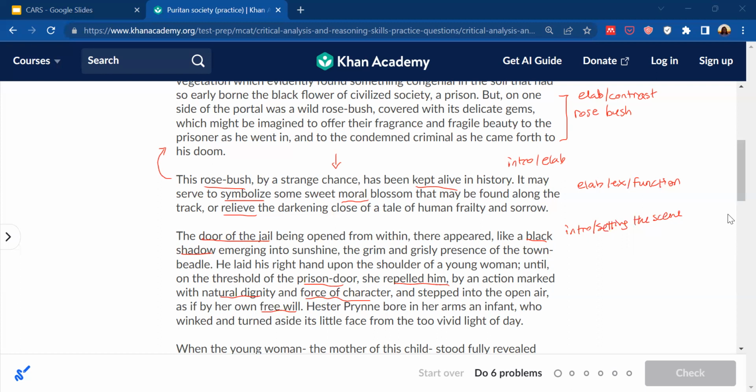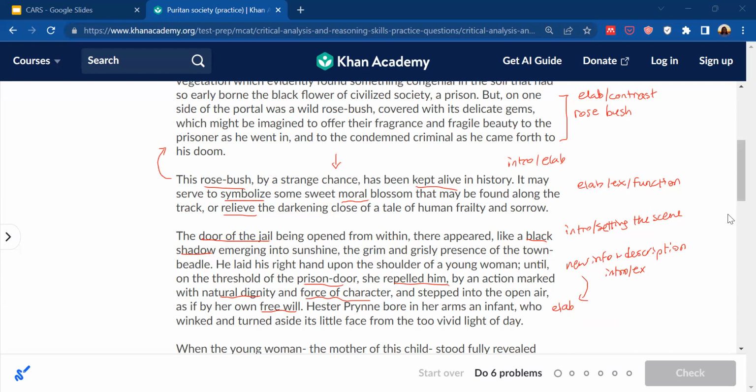So you could even say, hey, this is some new info plus just some description of what she's like. So maybe an intro plus example of this woman that we've never heard about. So new thing going on here. And so they clarify what her name is. Her name is Hester Prynne, and she has a baby. And the baby's little, and it's turning its face away from the light. So just further description of this woman. They're just describing her baby.